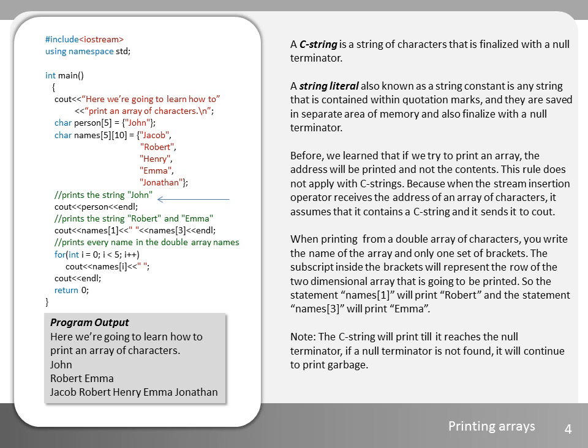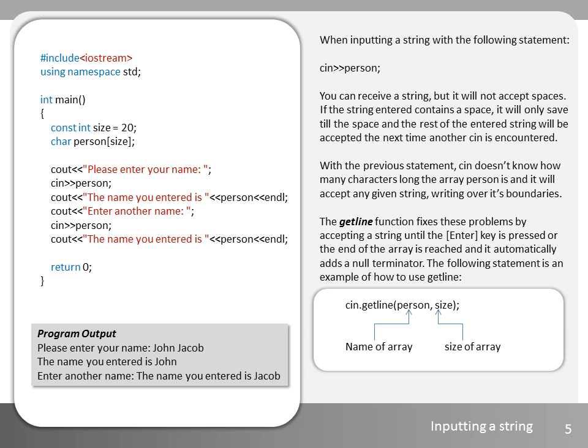Take note that the C-string will print till it reaches the null terminator. If a null terminator is not found, it will continue to print garbage. In this slide, we have a program that asks the user to enter a name and then prints it on the console. After doing this twice, the program terminates. When inputting a string with the following statement, cin person, you can receive a string, but it will not accept spaces. If the string entered contains a space, it will only save the part before the space, and the rest of the string entered will be accepted the next time another cin is encountered.